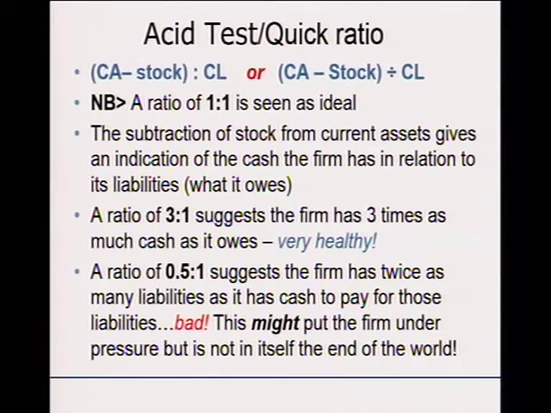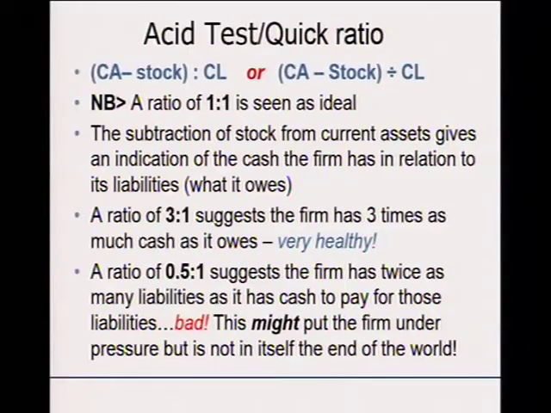A critical test to say, if we look at our current assets and we remove the stock, that will leave us with current assets that are mostly cash. And it is cash that we need to pay the current liabilities. So when we do that, we are saying current assets minus stock divided by current liabilities. And the ideal acid test ratio is 1:1.